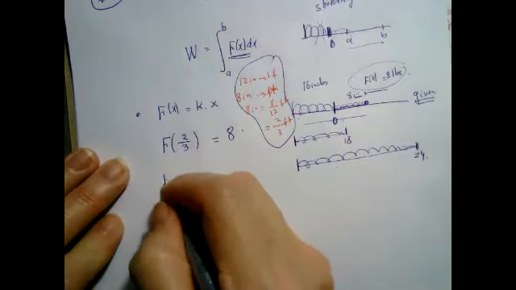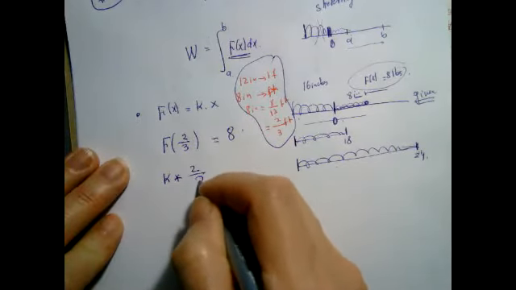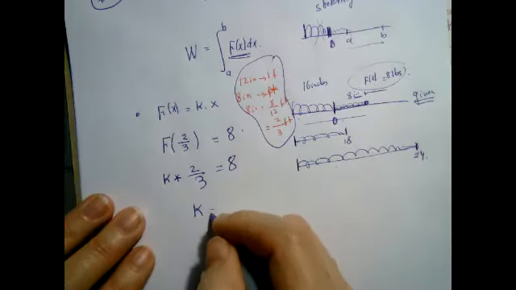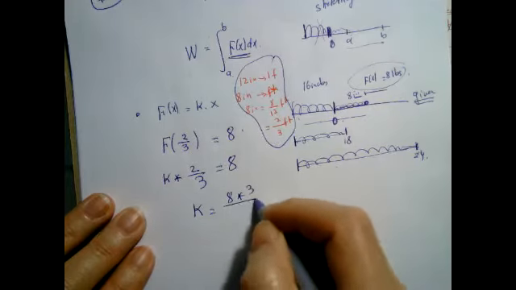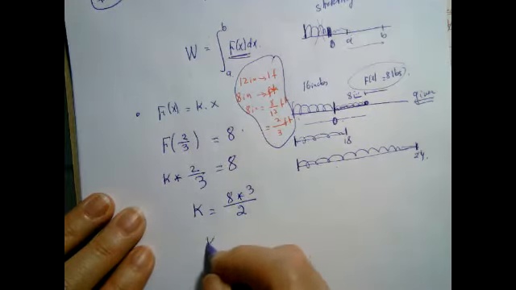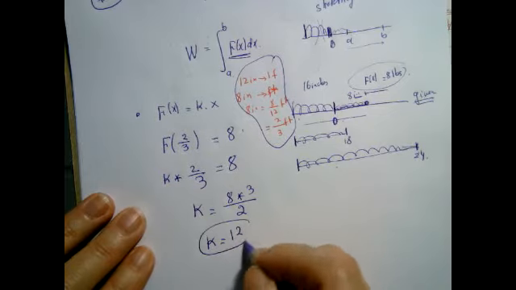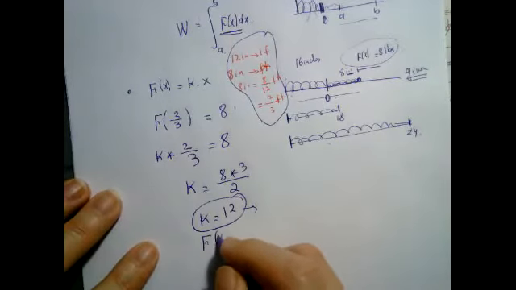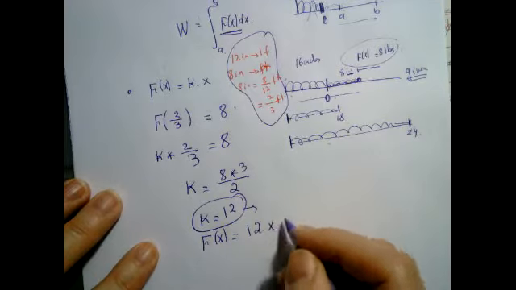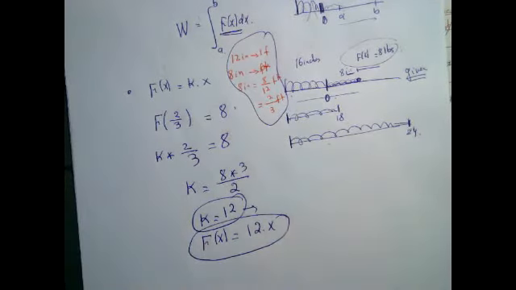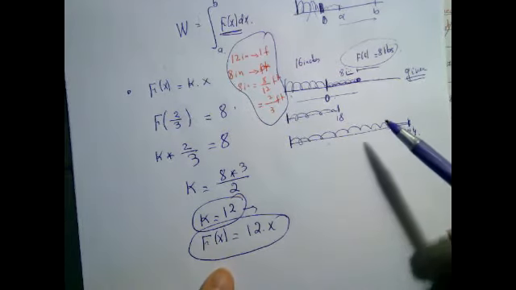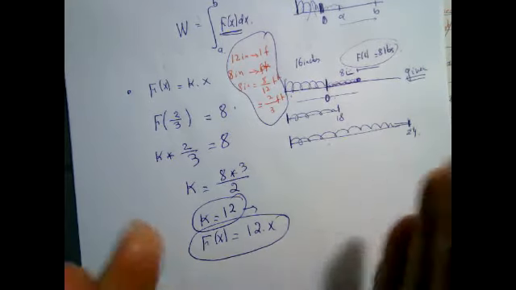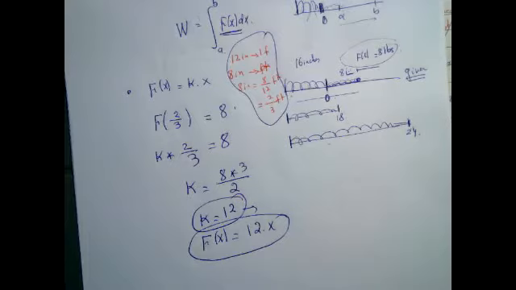It means if you take k times 2/3, that's equal to 8. It means my k is 8 times 3 over 2. It means my k is 12. So the force now is 12 times x. Whatever, if you stretch your spring, you are at a distance x from the equilibrium, you want to hold it, the force you need is 12 times the amount you are stretching it by. So this is just the force.